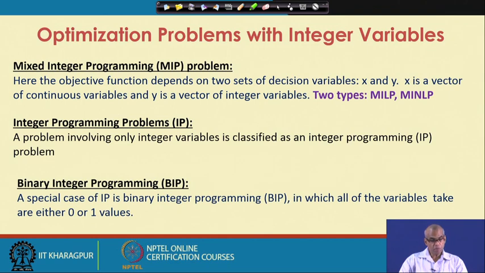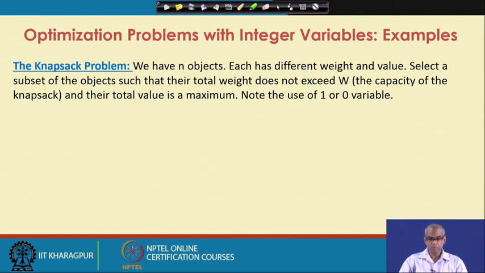Binary integer programming problem is a special case of integer programming problem. Here all the variables take either 0 or 1 values. So, binary integer programming problem contains either 0 or 1 values. Now, here are some examples of optimization problems with integer variables.